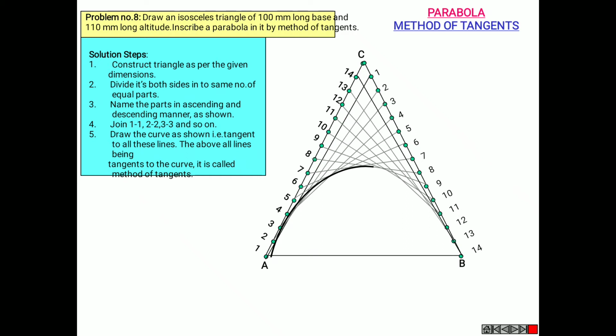Now you can clearly see the middle part. So you need to draw a tangent to the curves. See here how we are drawing a tangent. So this is the required parabola for the method of tangents. So okay, is it clear? I will see it again.